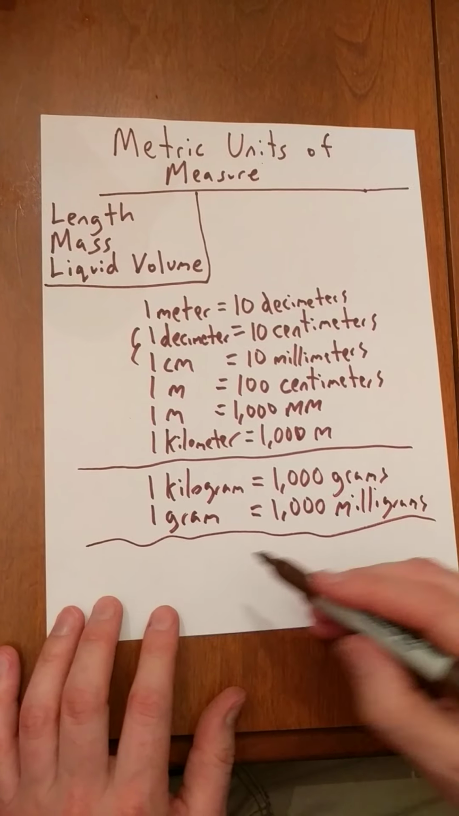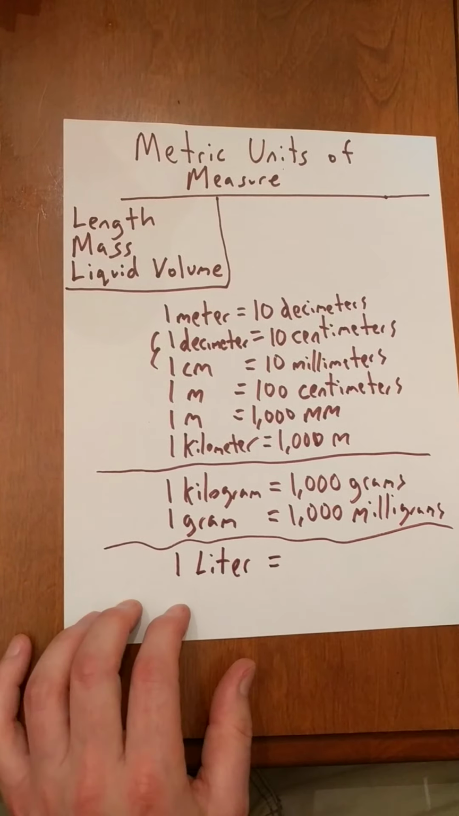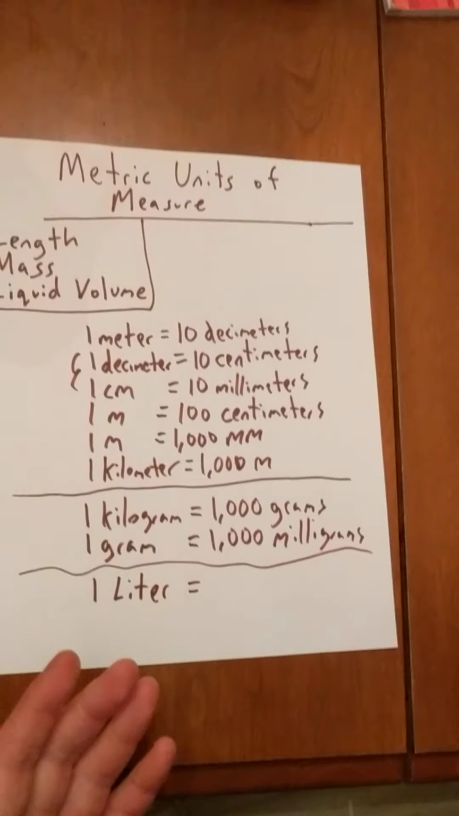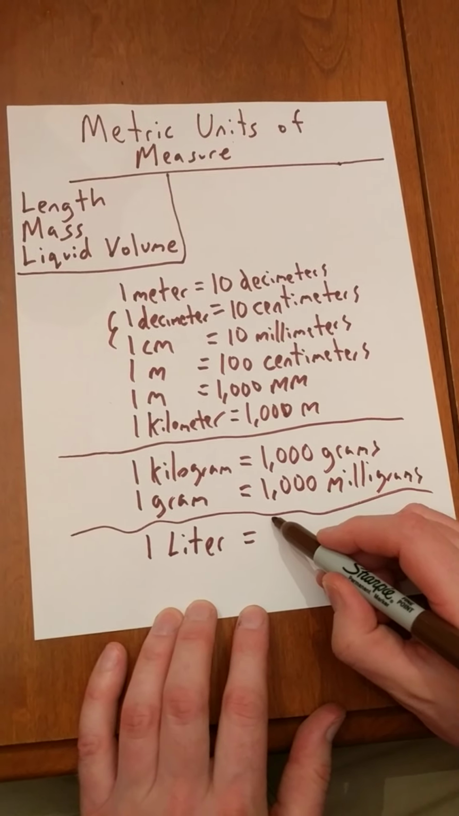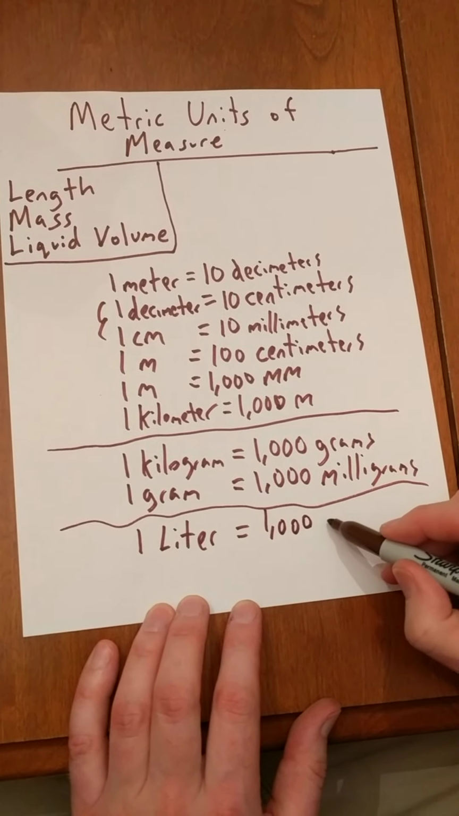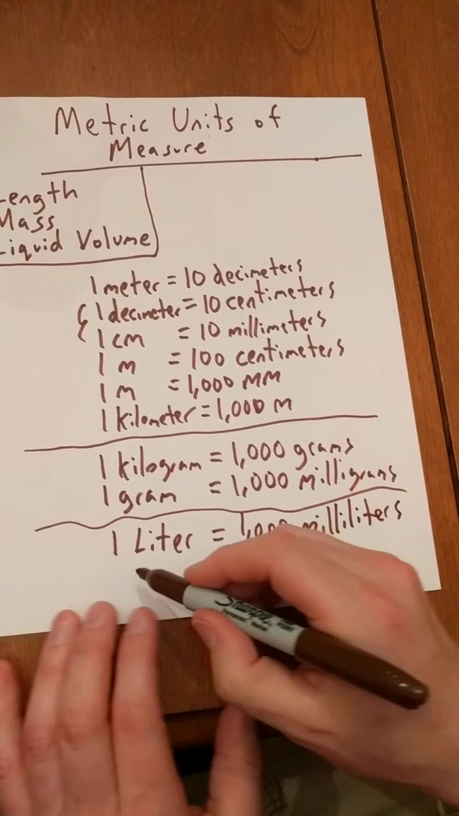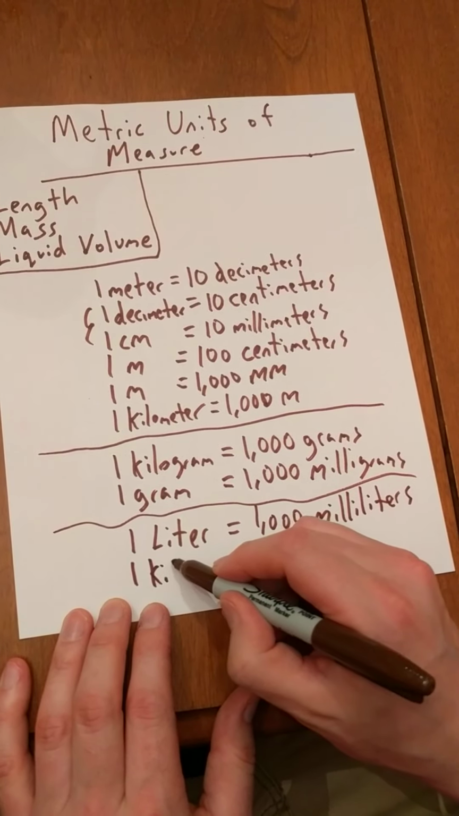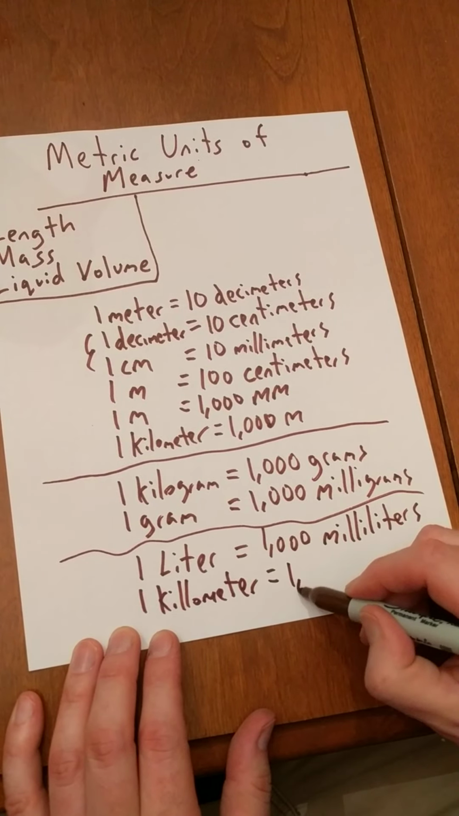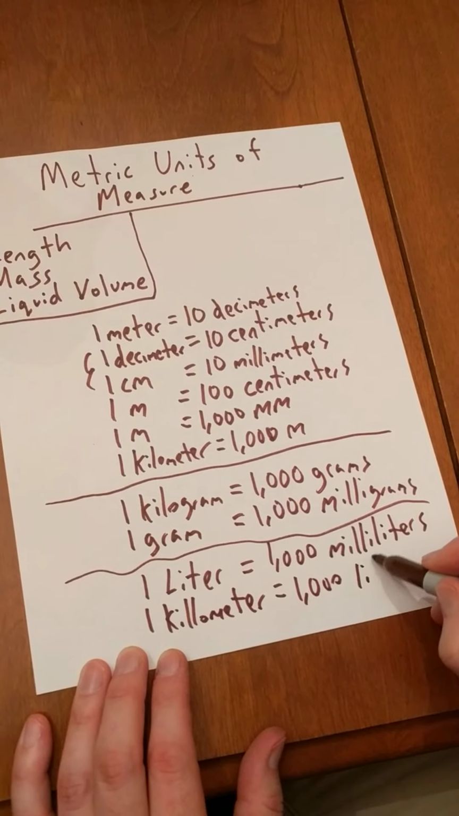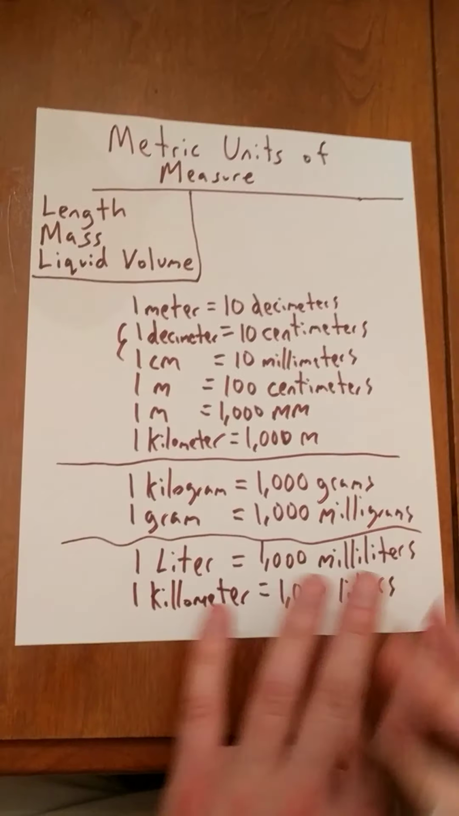And liquid volume, you have the liter. If you buy soda, sometimes you'll buy like a 2-liter bottle of soda, so you can kind of visualize what the size is. And same thing, 1 liter is equal to 1,000 milliliters, and 1 kiloliter is equal to 1,000 liters. And that's all I want you to know for liquid volume. So that's everything in a nutshell.